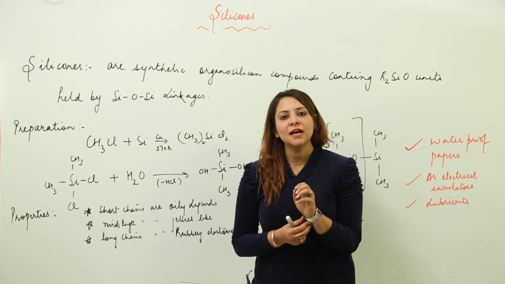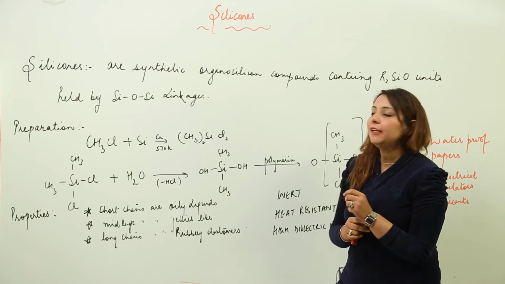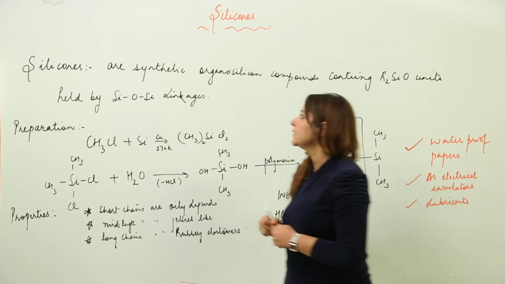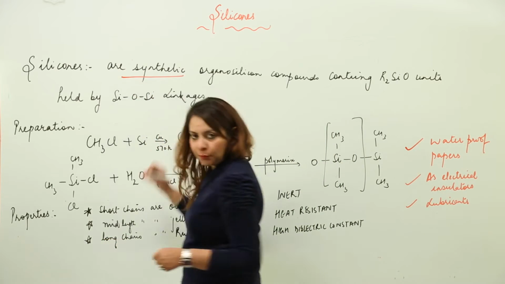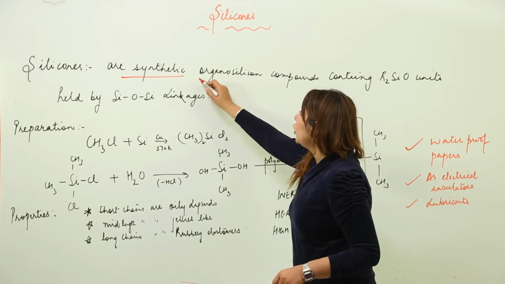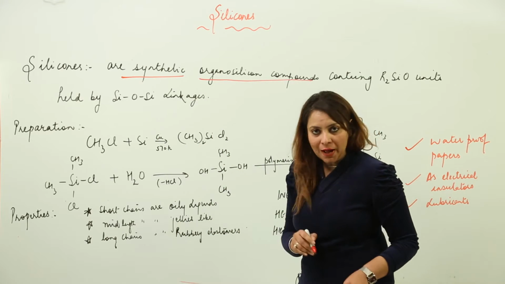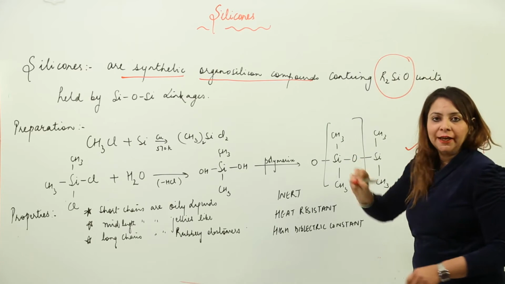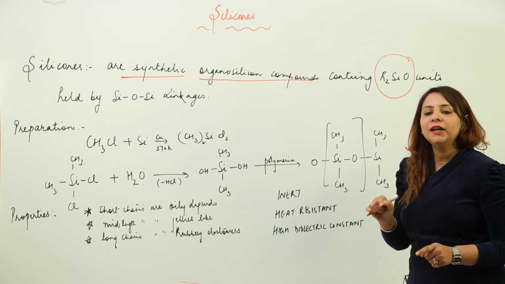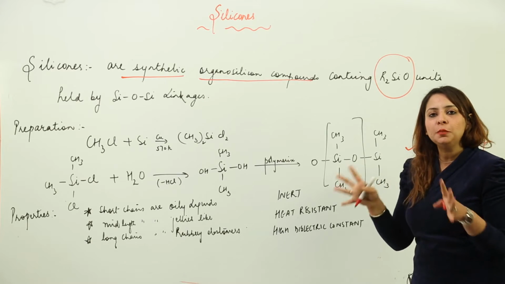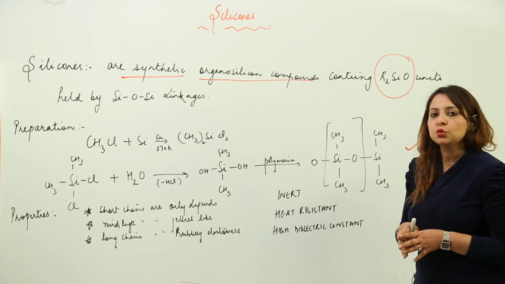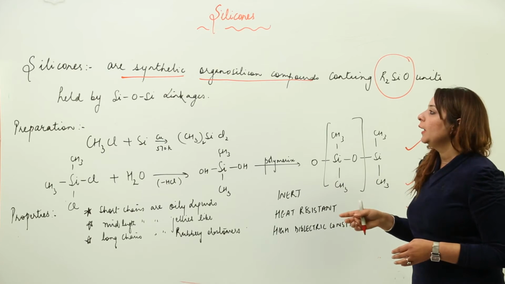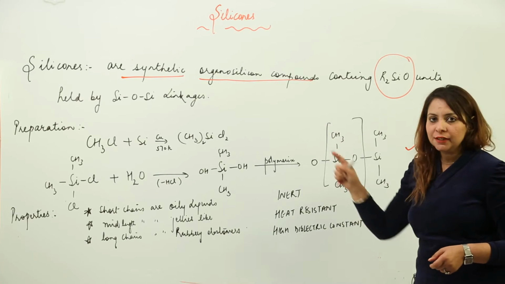Now we are going to start a compound that is the silicones. What are silicones? The first thing is that they are synthetic, that means man-made, and they are organosilicon compounds which contain the unit R2SiO. That means this unit R2SiO keeps on repeating in 3 dimensions and gives rise to a giant structure, that means a polymer, which is particularly called silicones.